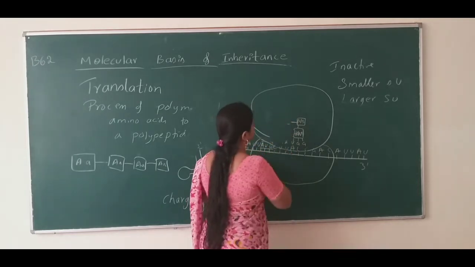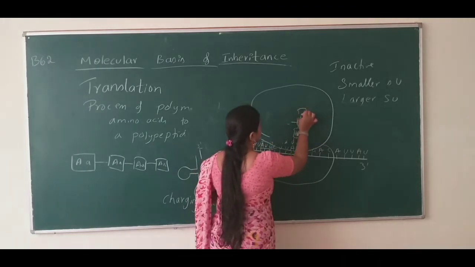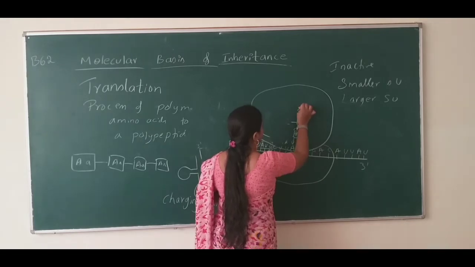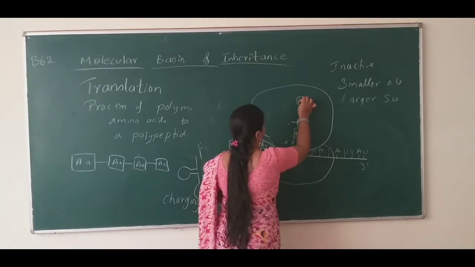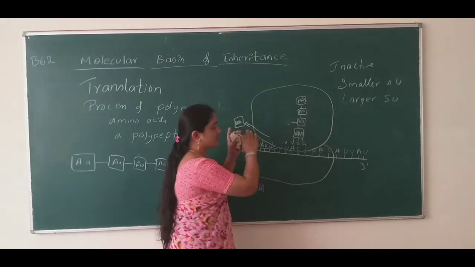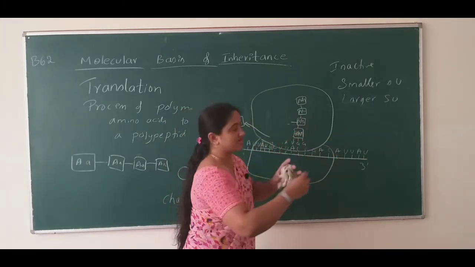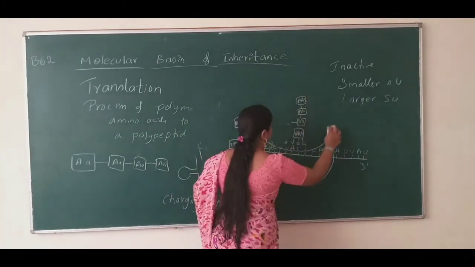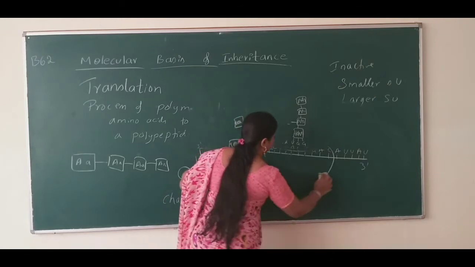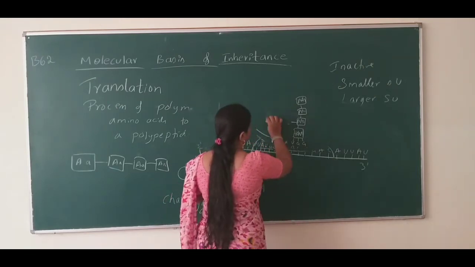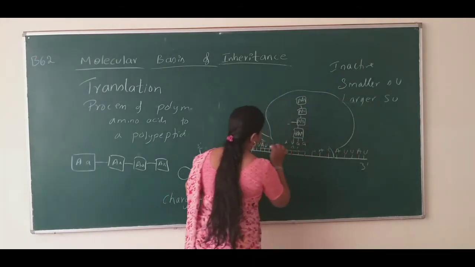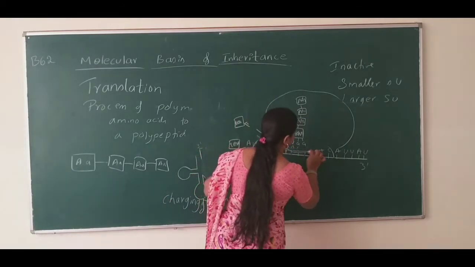Let me write this here. Amino acid 2, amino acid 1. And remember, I am not drawing the movement. Let me draw that also so that you will come to know. The ribosome is moving slightly.